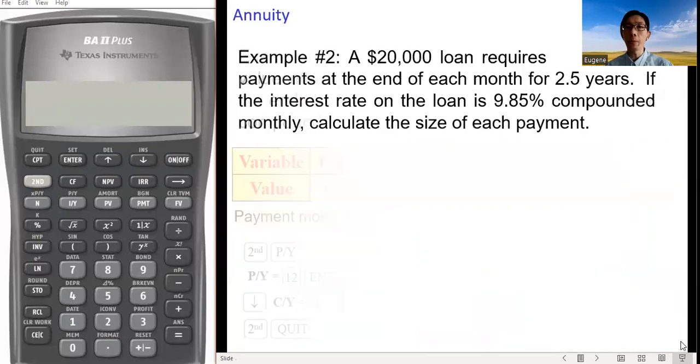The next example. A $20,000 loan requires payments at the end of each month for 2.5 years. If the interest rate on the loan is 9.85% compounded monthly, calculate the size of each payment.